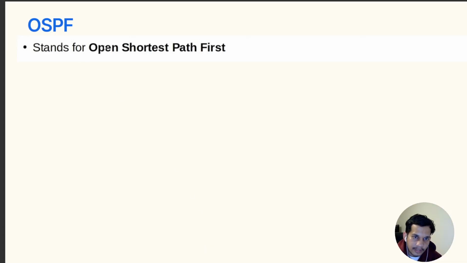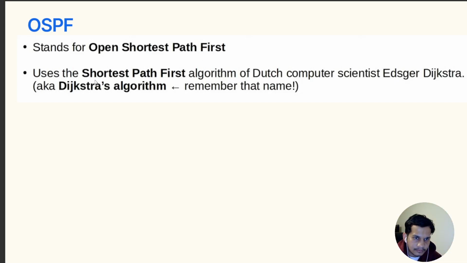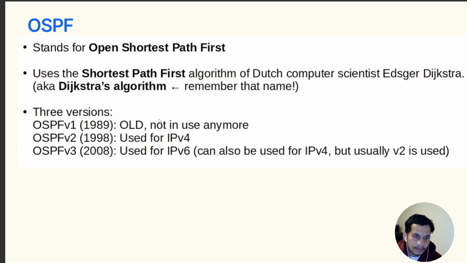OSPF stands for Open Shortest Path First, and it uses the algorithm of the Dutch computer scientist Dijkstra, that is Dijkstra's algorithm. Dijkstra's algorithm is nothing but finding the shortest path between two points. It has three versions. Version 1 is not being used anymore, version 2 is used for IPv4, and version 3 is used for IPv6.